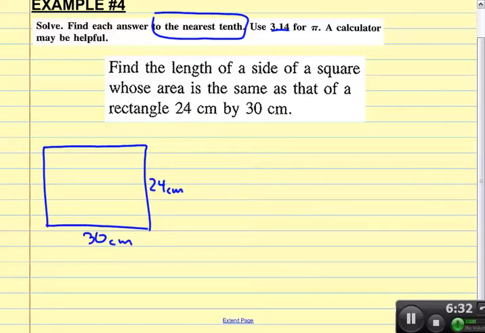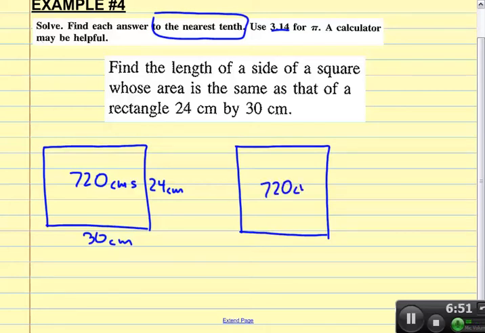Okay, so the area, of course, is base times height. 24 times 30, 720. I'm guessing. Okay, and that's going to give me 720 centimeters squared. Now, they said that we have a square that has the same area, 720 centimeters squared. Well, the thing I know about squares is that their sides are equal. And to find the area of a square, I multiply the base times the height. So x times x, or x squared, has to equal 720.